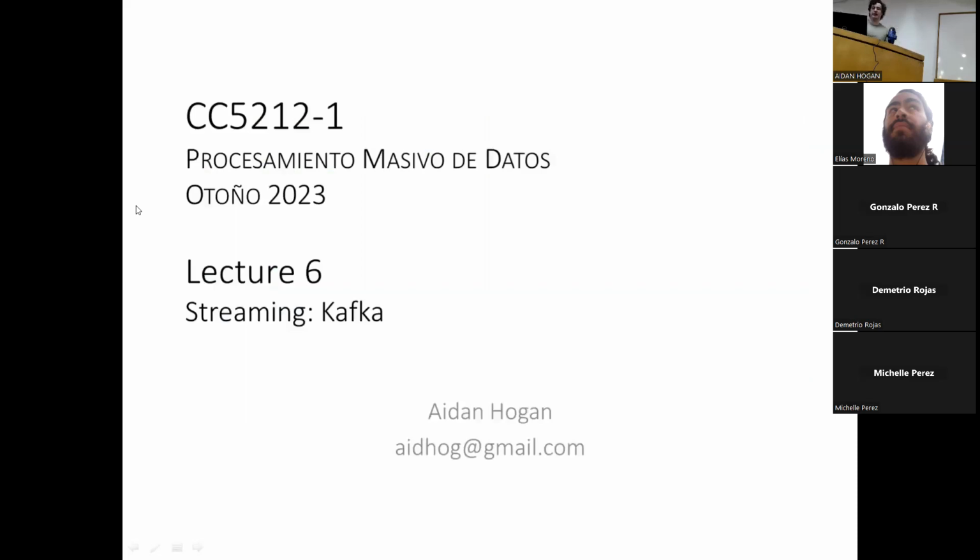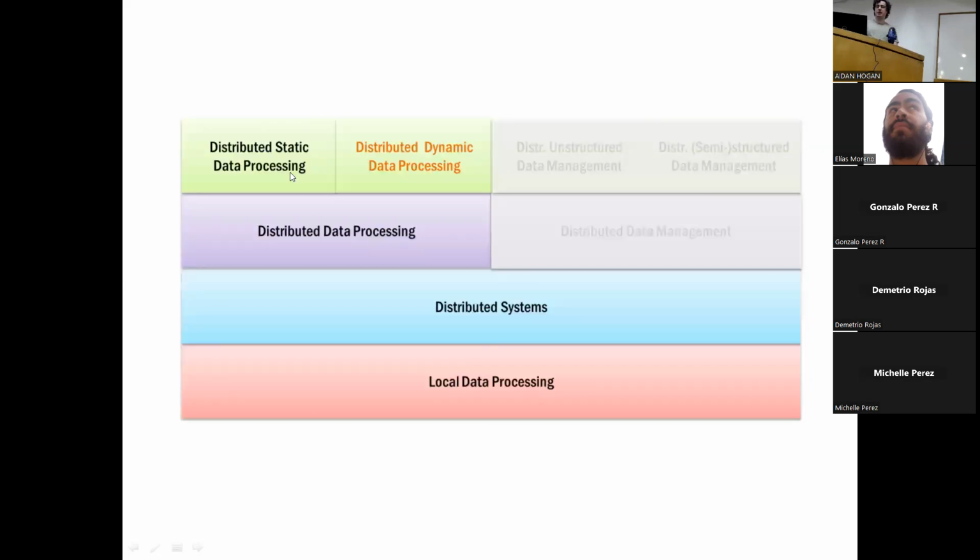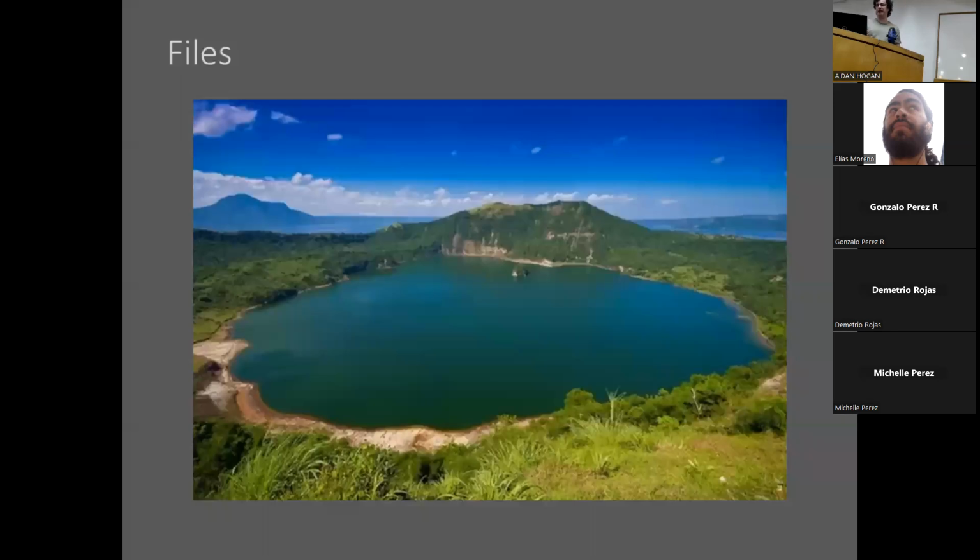So we're going to start a new topic today, which is streaming with Kafka. Previously in the course, we have seen distributed static data processing with Hadoop, Pig, and Spark. Now we're going to move on to distributed processing of highly dynamic data, in this case, streams. We're going to have one class on this, in which we're going to introduce Kafka.